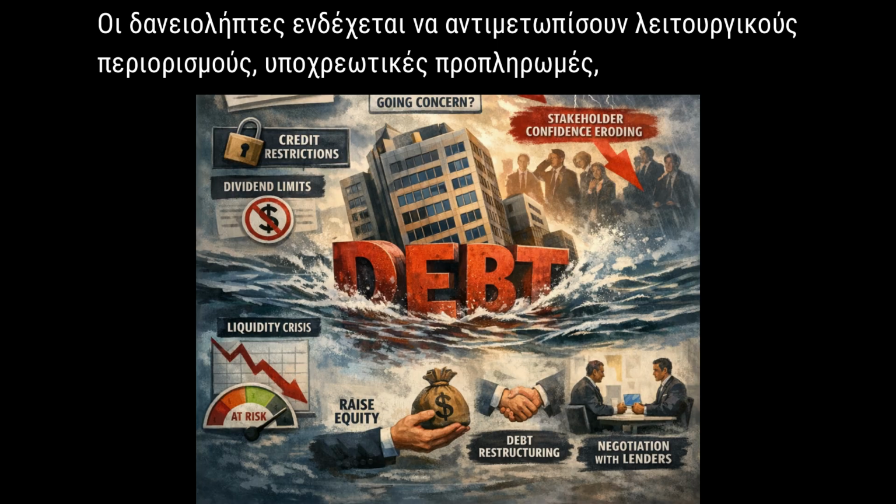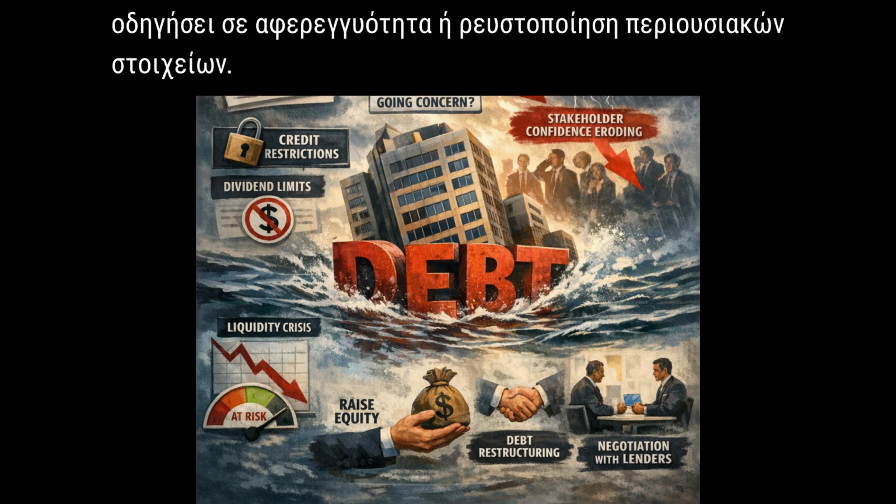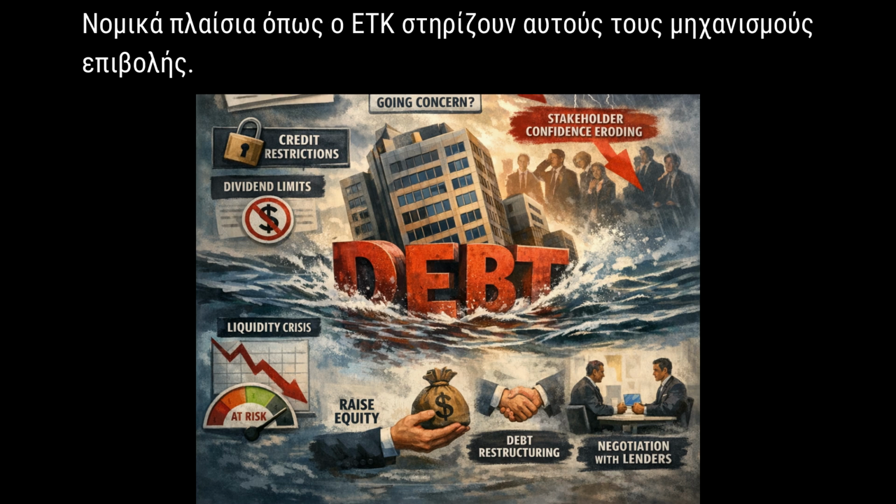Borrowers may face operational restrictions, mandatory prepayments, or enhanced reporting requirements. If unresolved, breaches can lead to insolvency or asset liquidation. Legal frameworks like the UCC support these enforcement mechanisms.